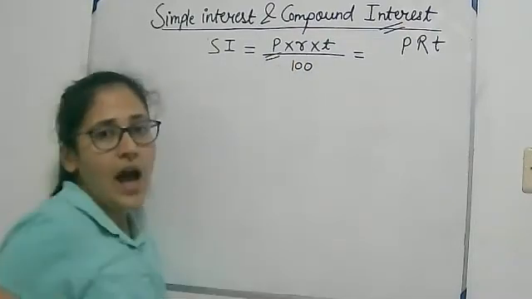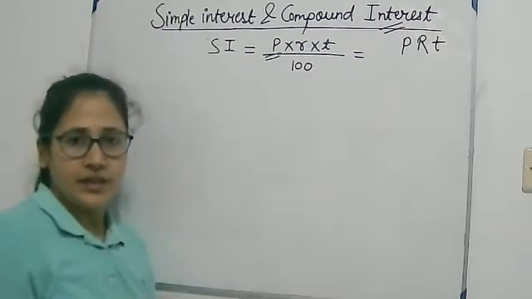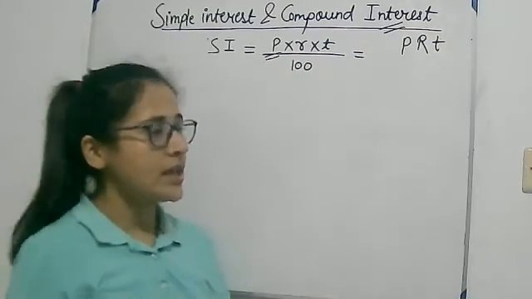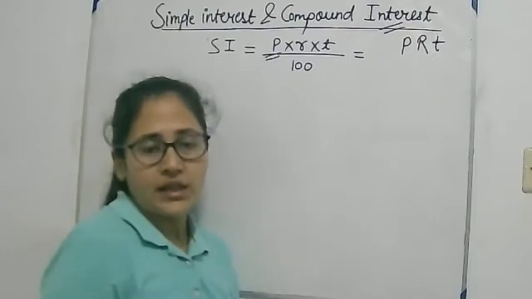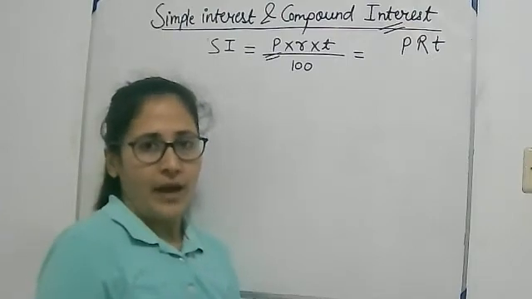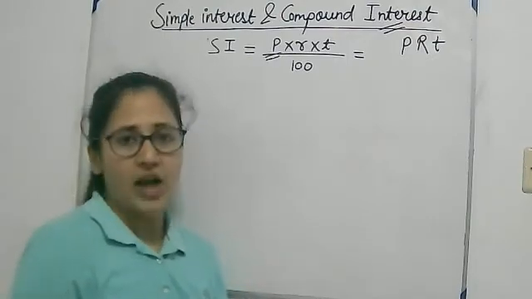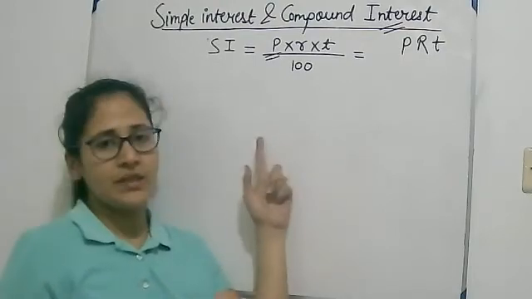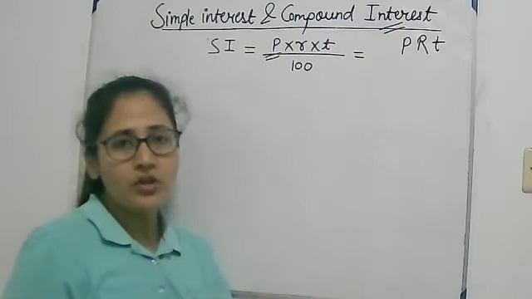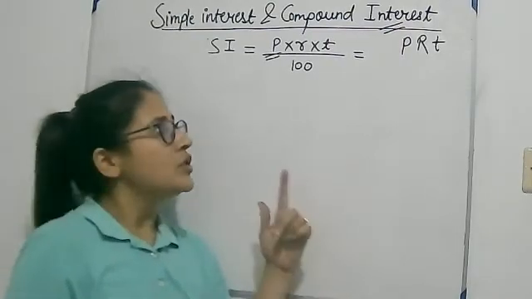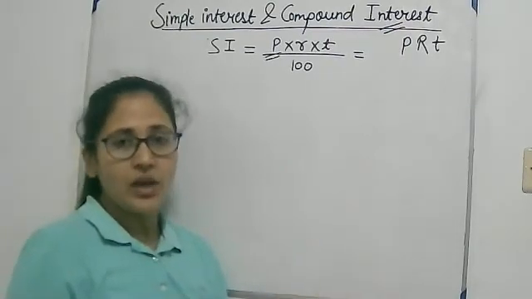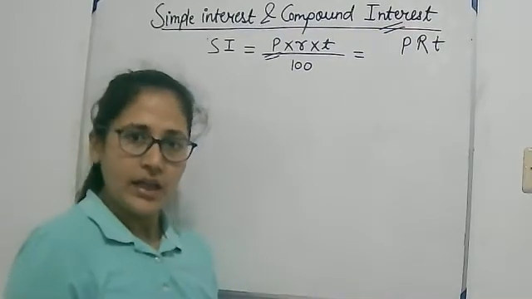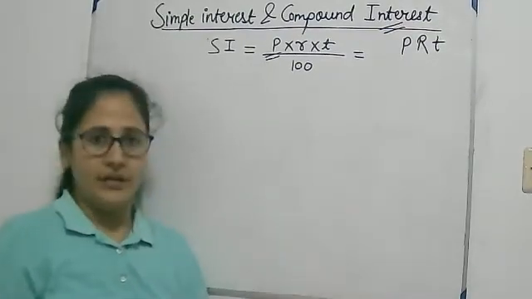What is R? R is the rate of interest. Rate of interest means if you have taken some loan from the bank, then the bank will charge some proportion of the principal amount, or proportion of the loan, from the borrower. That is the rate of interest.